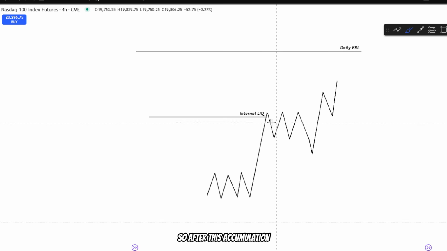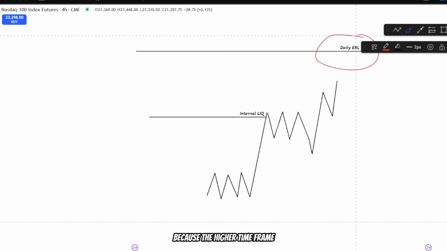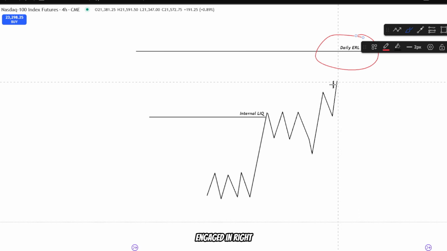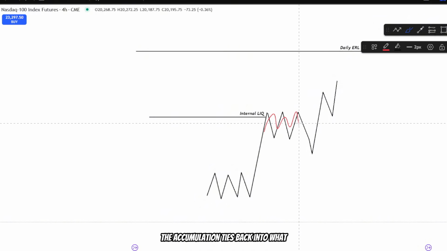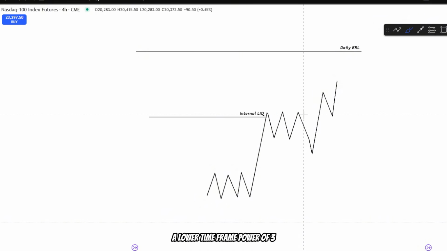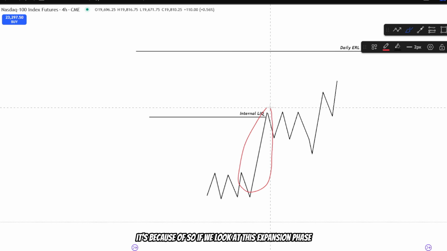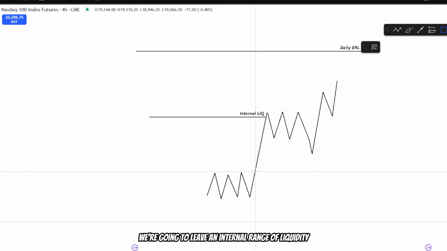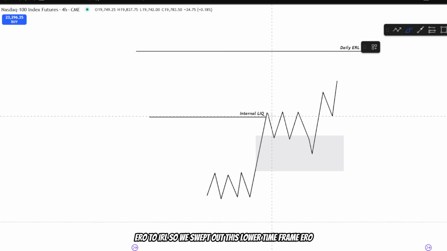So after this accumulation, what would you expect? You're not going to expect a reversal because the higher time frame point of interest has not been engaged, right? And this accumulation ties back into what? A lower time frame power of 3. How does it tie into that? If we look at this expansion phase, we're going to leave an internal range of liquidity. So this all connects perfectly with three concepts: ERL to IRL.